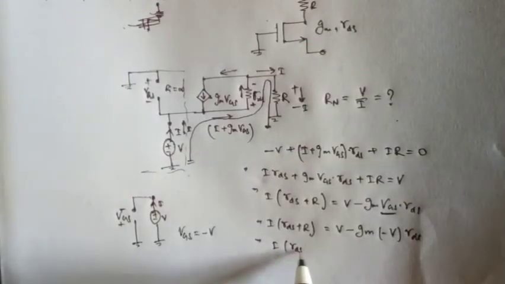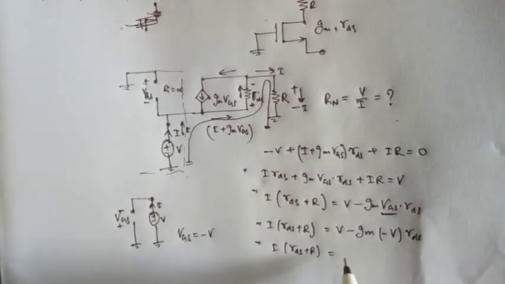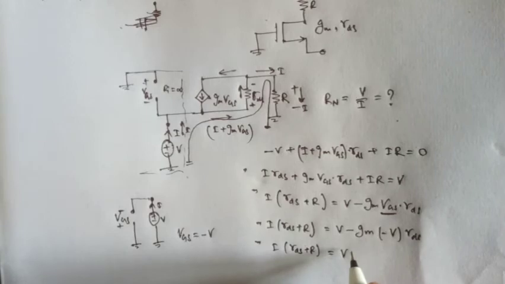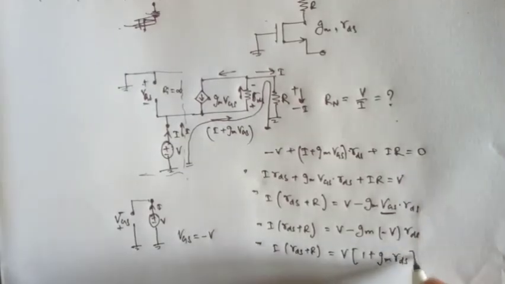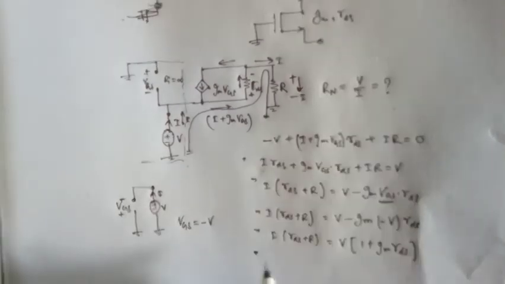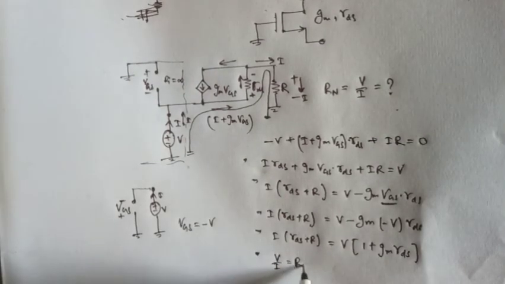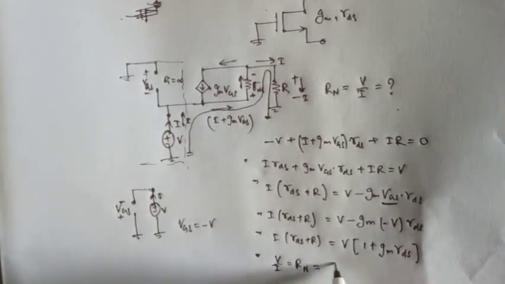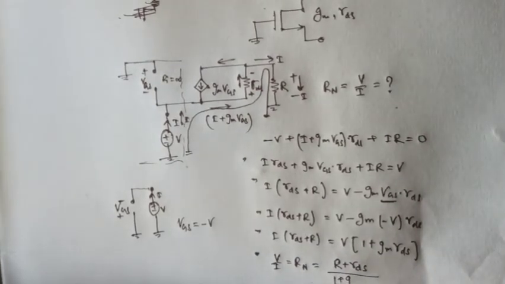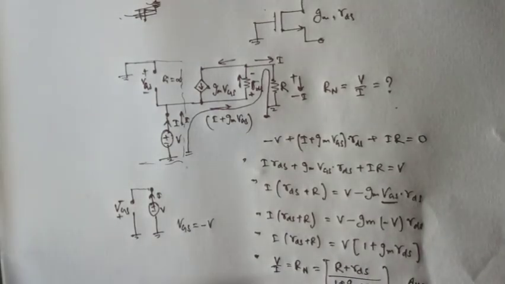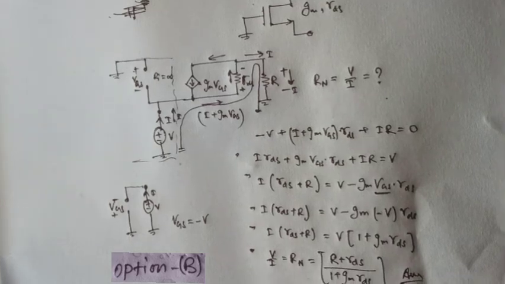I times (rds plus R) equals V plus gm V rds. If we take common, then 1 plus gm rds, or V by I, which is the Norton equivalent resistance, equals (R plus rds) divided by (1 plus gm rds). So R plus rds divided by 1 plus gm rds. Thank you.